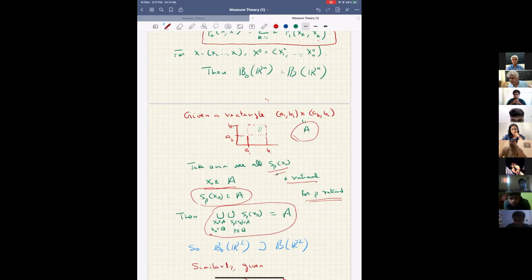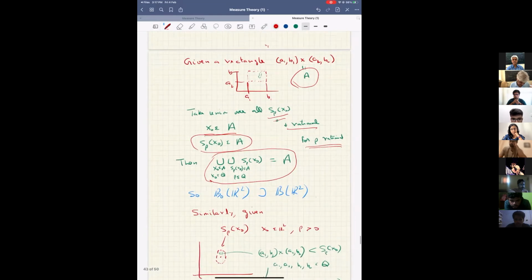Okay, so everybody's with me on this, right? These are things you should just see once, and then you kind of know how to do it next time around. So you get, okay, B0 R square is at least as big as B of R square.